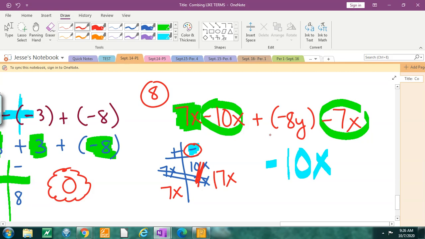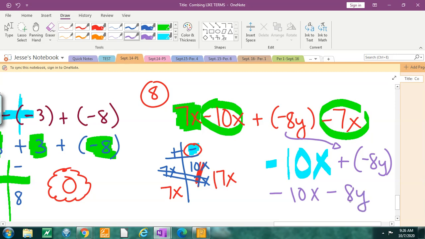Now, what happens to the plus negative 8y? What happens to this if there's no other term with the y? Yeah, just bring it down. Just write the same thing, plus negative 8y. All right, another way to write this is negative 10x minus 8y. That's another way to write it. So just make sure that you could either do one or the other.